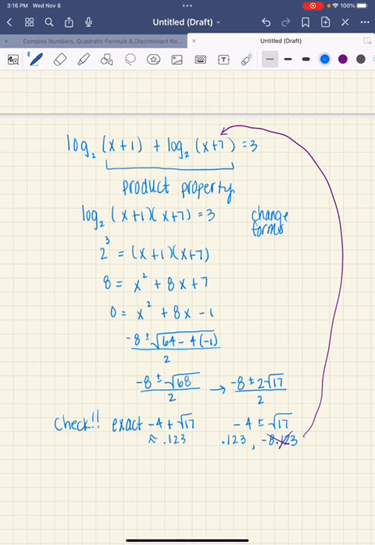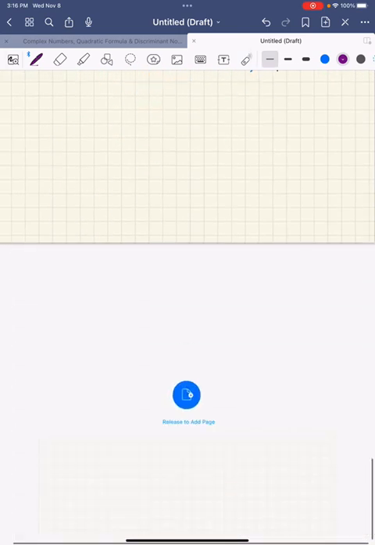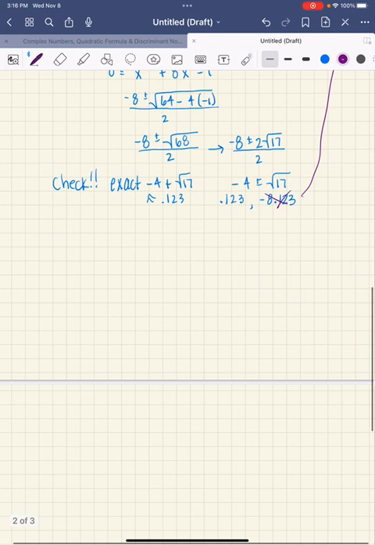Which answer should you leave? You should give the one that the directions tell you to do. So that is what happens when you have a log equal to a constant. Let's look at what happens when you have a log equal to a log. So when you have a log equal to a log, what I mean by that is something like the log base 5 of 2x plus 3 is equal to the log base 5 of 3.